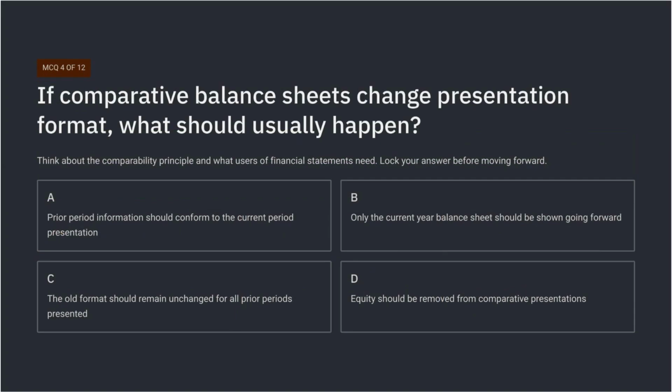Here is MCQ 4. If comparative balance sheets change presentation format, what should usually happen? This question is about comparability. Imagine current year amounts are shown in one structure and prior year amounts remain in a different structure. That would make comparison difficult and possibly misleading.